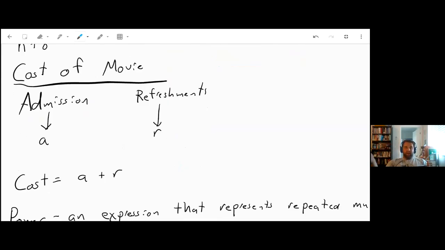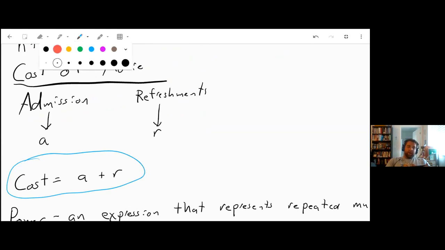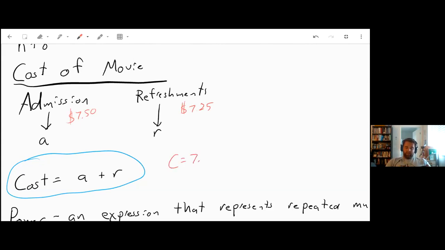We'll just use the variable A. And the price for refreshments, we'll use the variable R. That means your total cost is going to come out to just A plus R. Now, let's say admission was $7.50 a ticket, and you go and spend $7.25 to get your pop and popcorn. That now means that your cost is going to equal that $7.50 plus the $7.25 for refreshments, bringing you a total cost of $14.75.